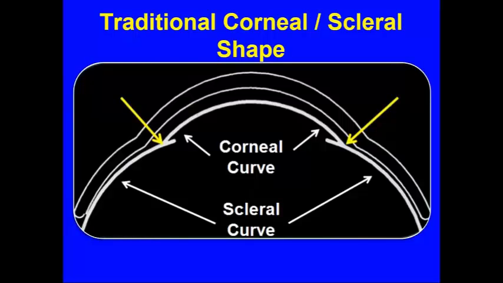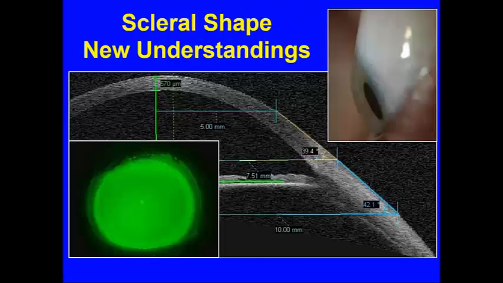The other feature that we feel is responsible for this rebirth of these lenses has been a greater, better understanding of the actual scleral shape. You know, when I was in school, we were taught that the cornea had a curve to it, and the sclera adjacent to it had a curve to it. Believe it or not, our modern imaging has shown this type of drawing to be completely inaccurate.